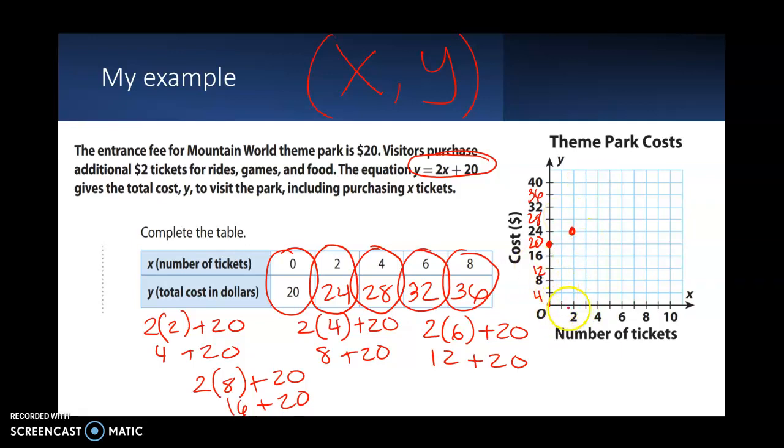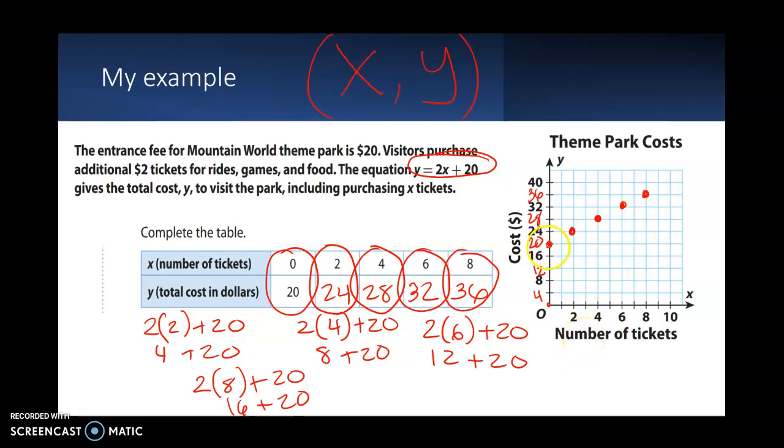Okay, next one is 4, 28. So I'm going to go over to 4, up to 28, done. Then I have 6 and 32, so I'm going to go over to 6, up to 32, make a dot. Lastly, I got 8 and 36, so I'm going to go all the way over to 8, and then all the way up to 36, and I put a dot. And we're done.